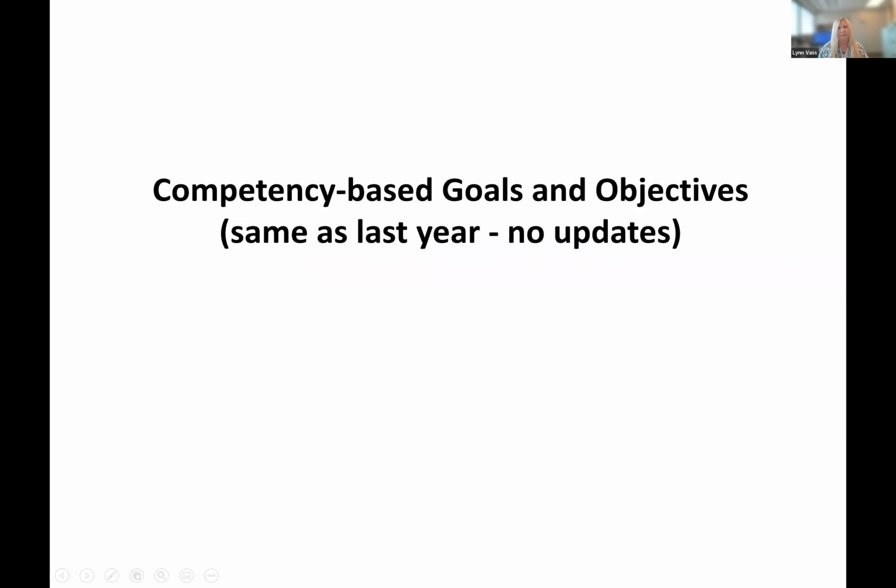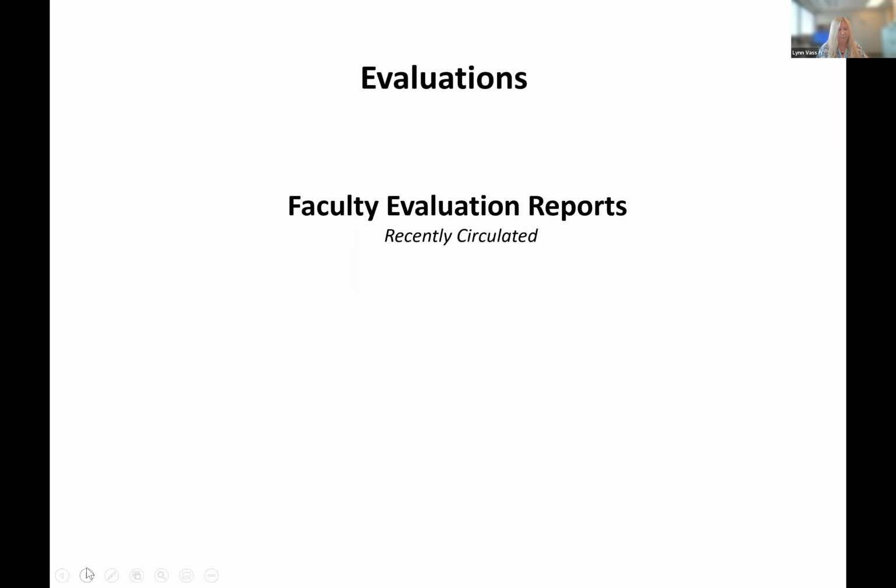Then you want to have, and I did not put this on the slides, and obviously I'm not going to, if we did not update any of our competency objectives, our goals and objectives, we're not going to disperse them out. If there are updates, obviously we're going to discuss that. So then the next category is evaluations. Faculty reports, I usually send them out prior to the meeting, so everyone already knows what their evaluations are. They're already circulated, so we don't present that at the meeting.